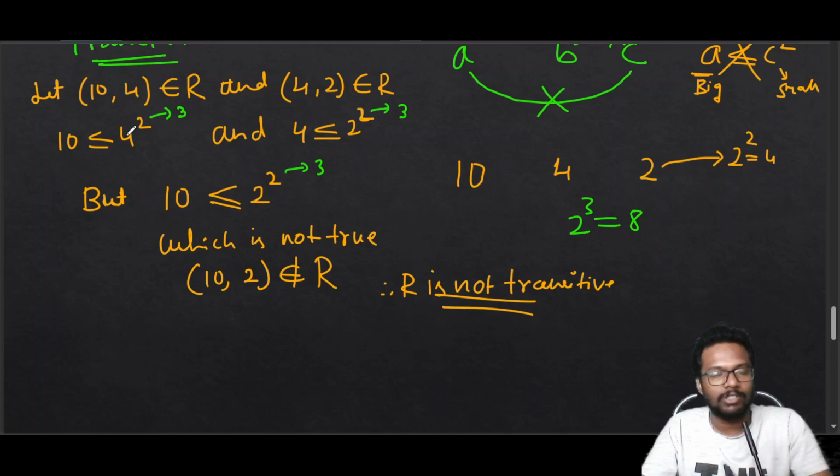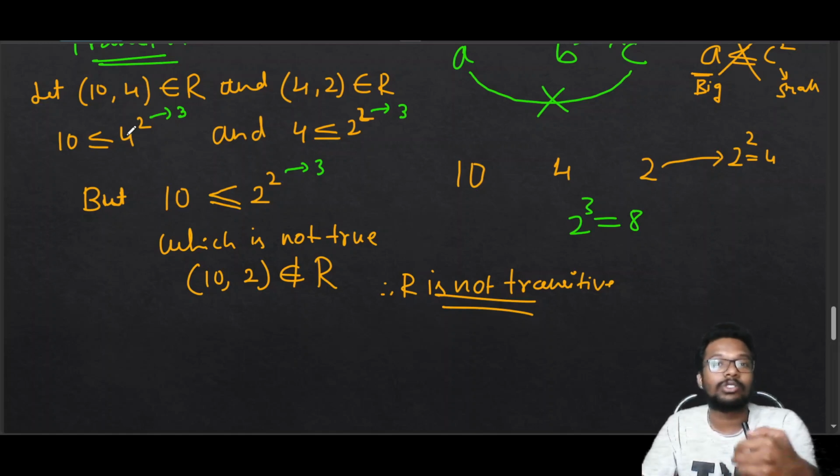If not is present, it means we have to consider one example to fail that relation, and show that this example, this a comma b, this x comma y, is not satisfying the given relation, then definitely it is not reflexive, not symmetric, not transitive. By just showing one example you can conclude not reflexive, not symmetric, not transitive. But to conclude R is reflexive, symmetric, transitive, you have to verify for each and every element in the given set, whatever set they have given.